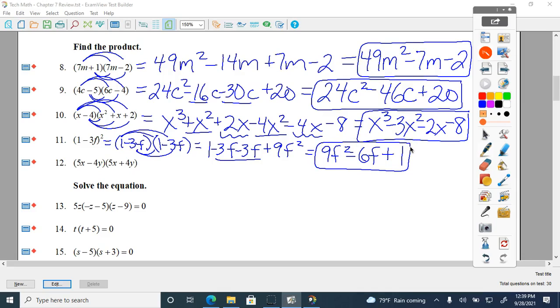12. You don't have any work to show on 12. You do work it, but there's no work to show. Because, why is there not going to be much work to show? They are exactly the same with what? Different signs. Okay? So the terms in the middle are going to do what? They're going to cancel. So you don't even have to multiply it out. Okay? You can just do the first terms and the last terms. Okay? So what is 5x times 5x? 25x squared. Negative 4y and positive 4y make negative 16y squared.